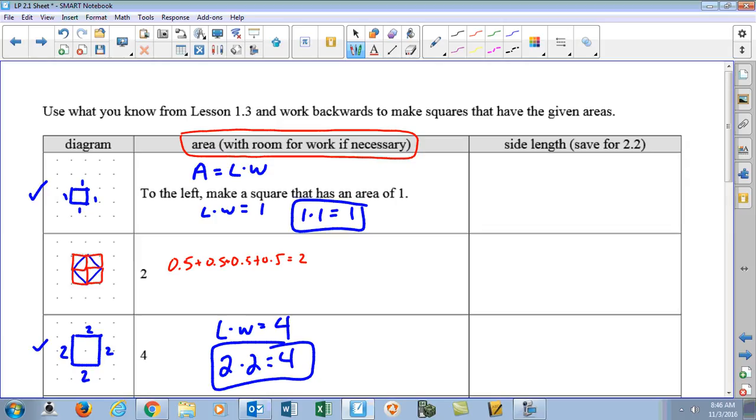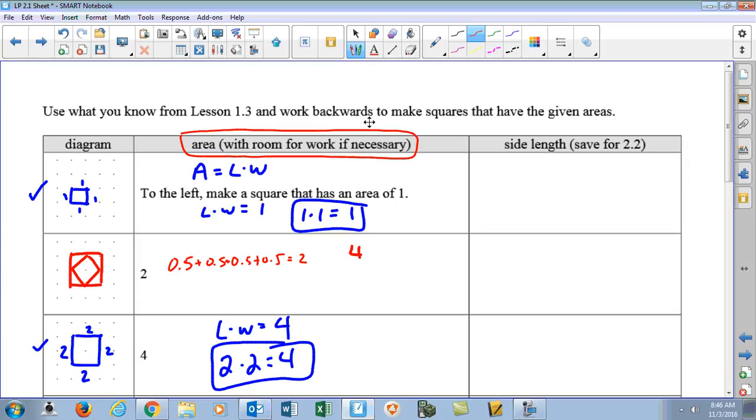What else? Anyone do something different? Probably could have also done it instead of little boxes in between. You could have boxed the whole shape in, right? So if I box the whole shape in, I have a 2x2 square, right? And a 2x2 square is 4, right?